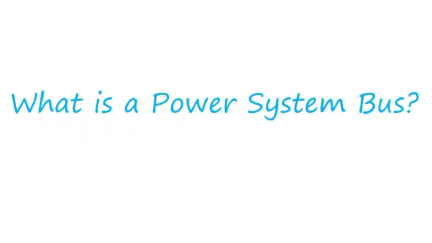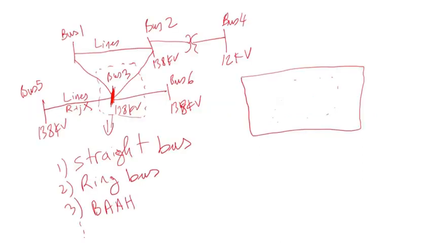So I'll continue talking about the power system bus. As I was saying, sometimes when you are doing short circuit analysis, power flow analysis, or even just drawing a one-line diagram, you represent a substation with just a bus. But what does that mean?